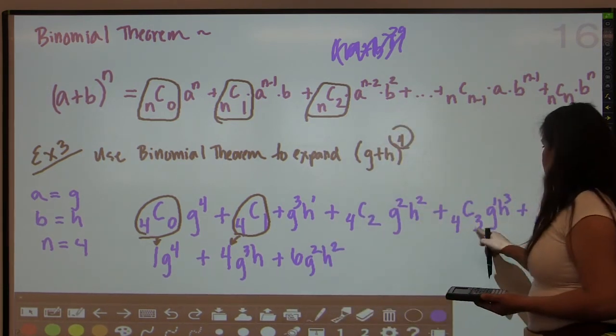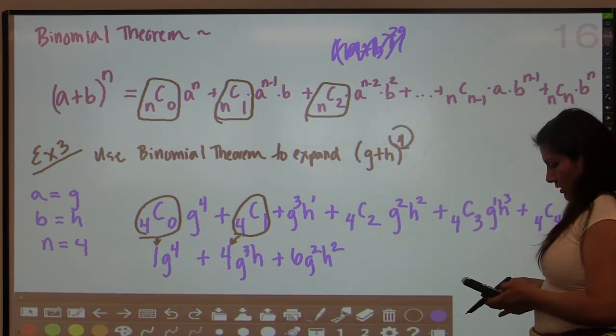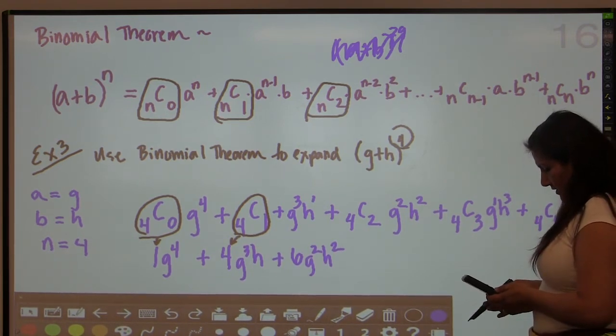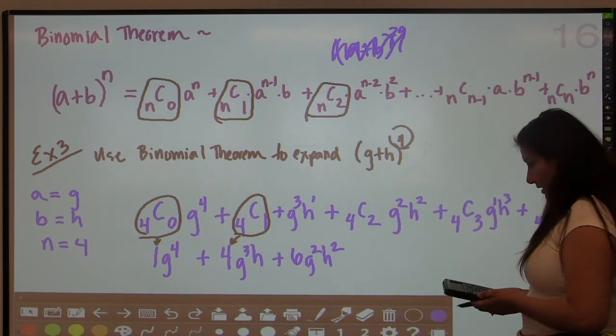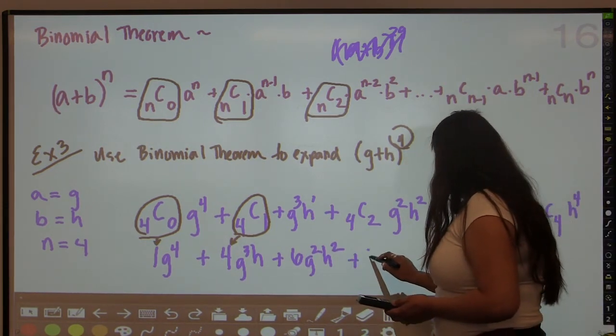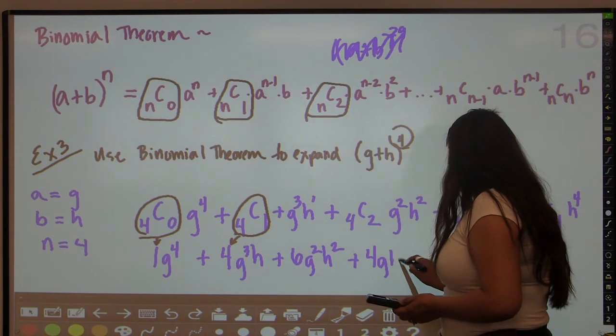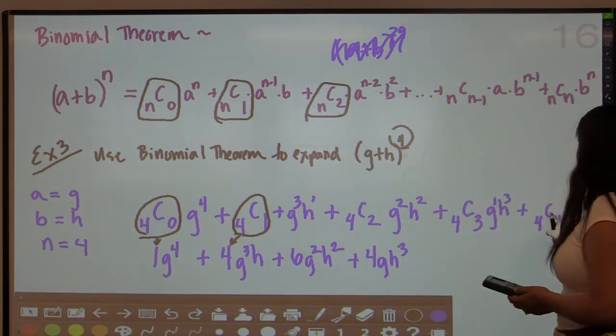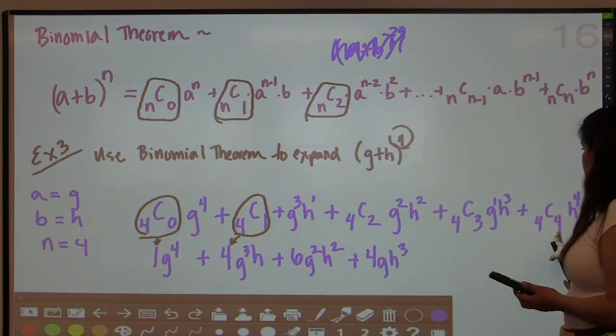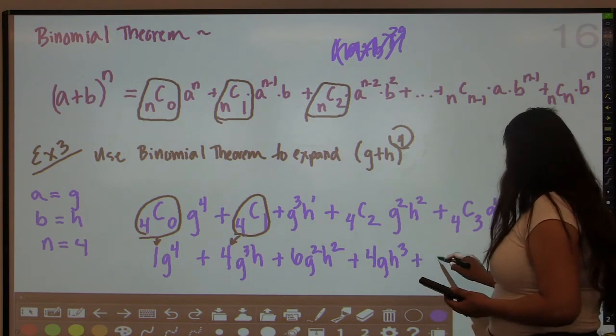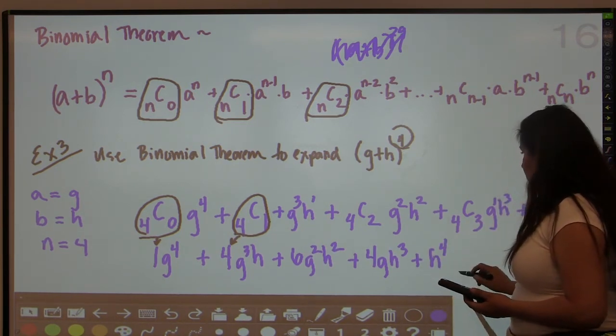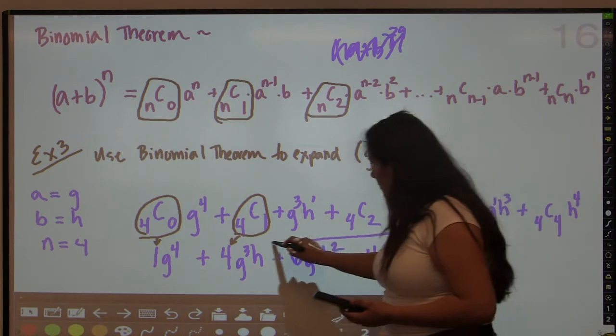And then what's 4 choose 3? I think it's going to be 4, but that's just my guess. It's 4. Plus 4 g h cubed. And lastly, 4 choose 4 is actually 1. So that'll give you h to the 4th. And this is your final answer.